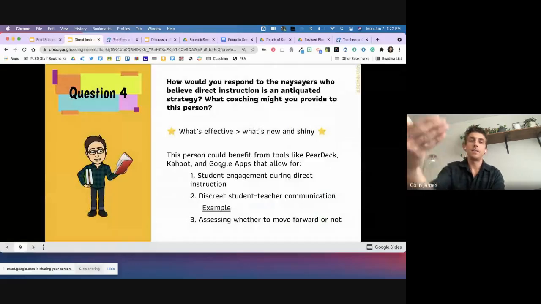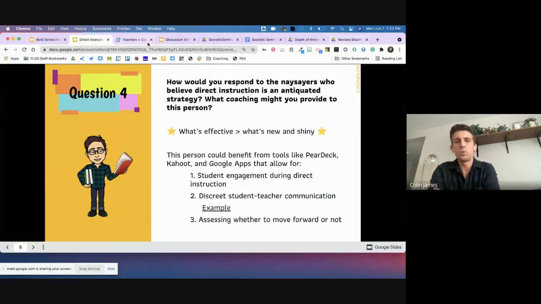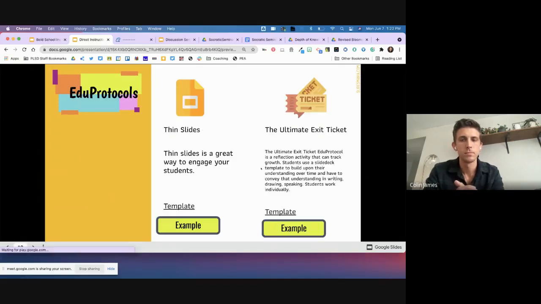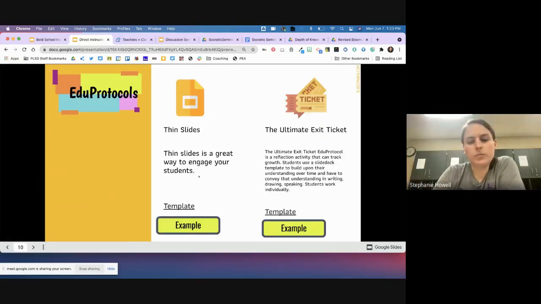And then, yeah, using things like that or other technology tools to assess whether to move forward or to stick with what you're currently teaching in your direct instruction to hit ideas and hammer home certain things before moving forward. And then our 2 Edu protocols, thin slides was the first one.